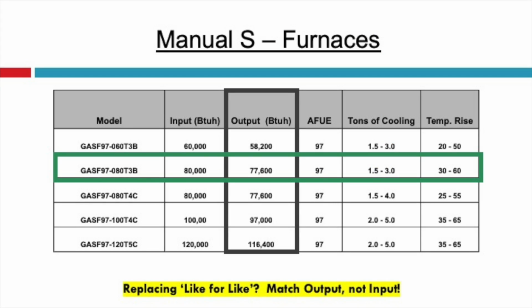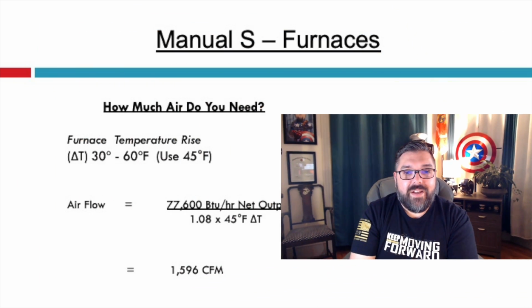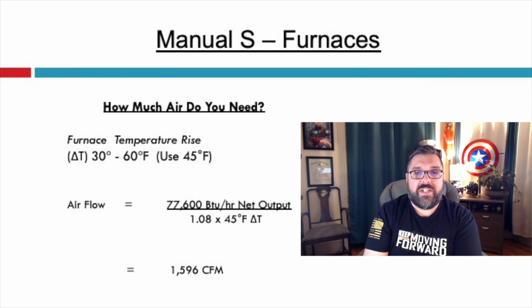So in this example here, if I was going to match the output, it would be the size smaller. In fact, the furthest smaller I could go in order to get a larger temperature rise to make that duct system use less volume of air, okay? So in this example, if I went down to an 80,000 input, 77,600 output, so we're within 2,400 BTUs of the existing furnace here, and we actually run the numbers on that unit, we're only going to need 1,596 CFM. It's within 100 CFM, right?